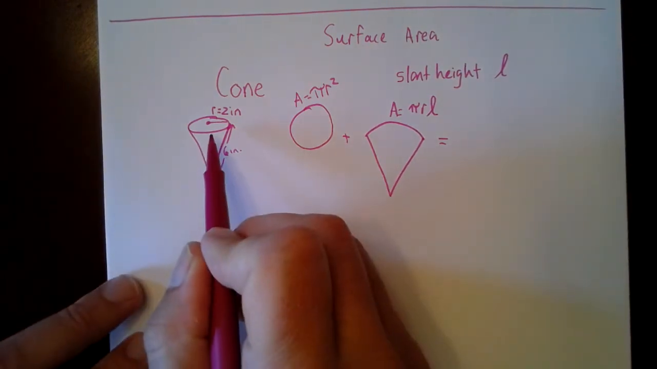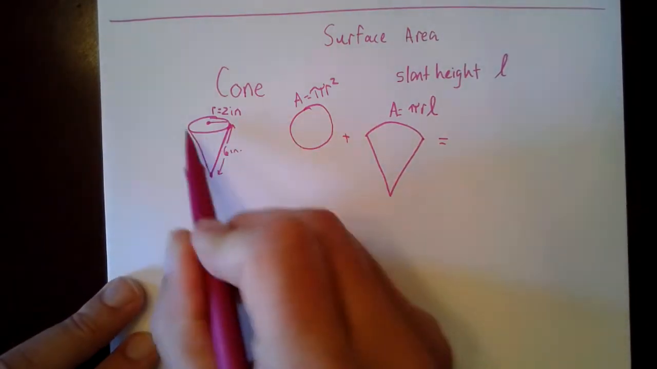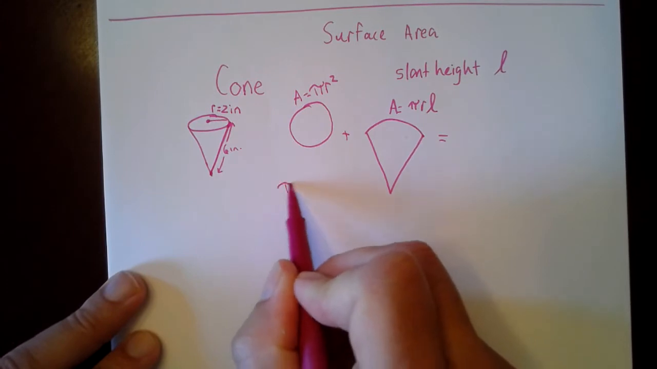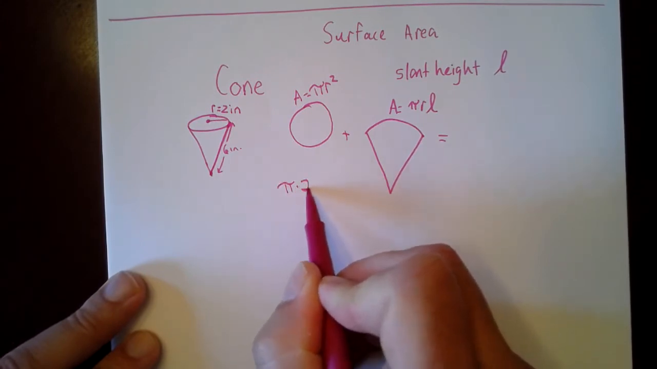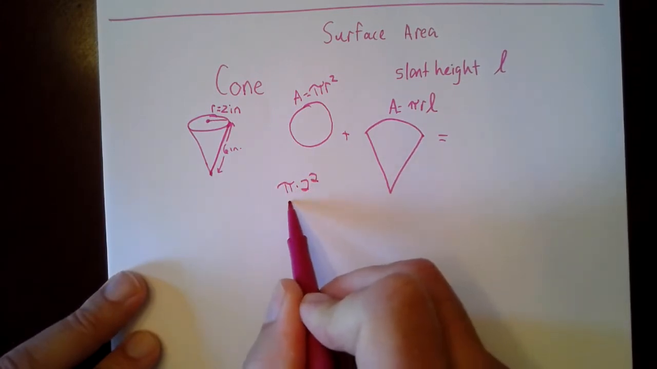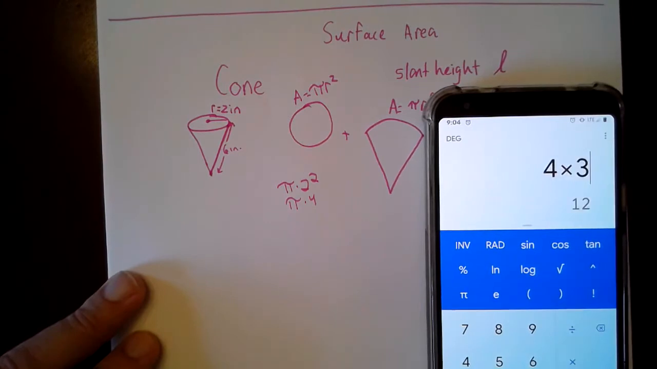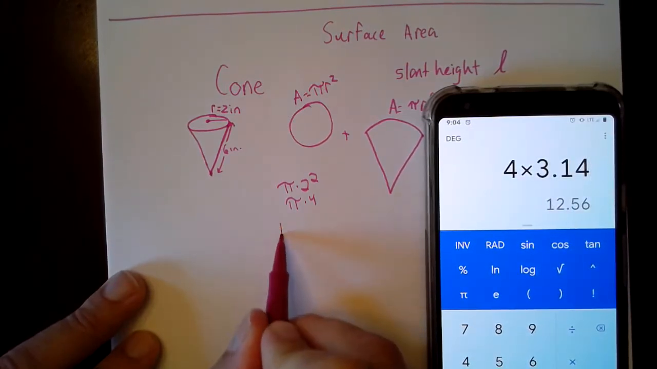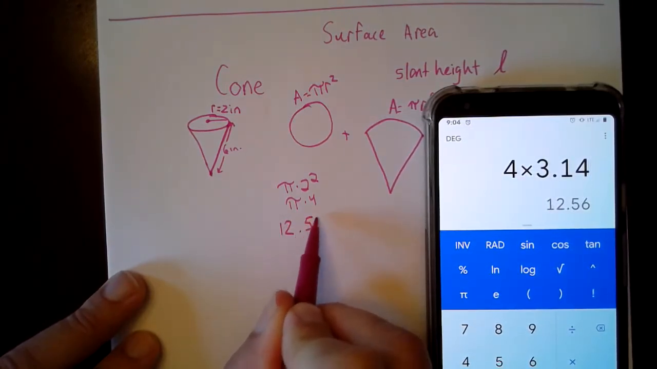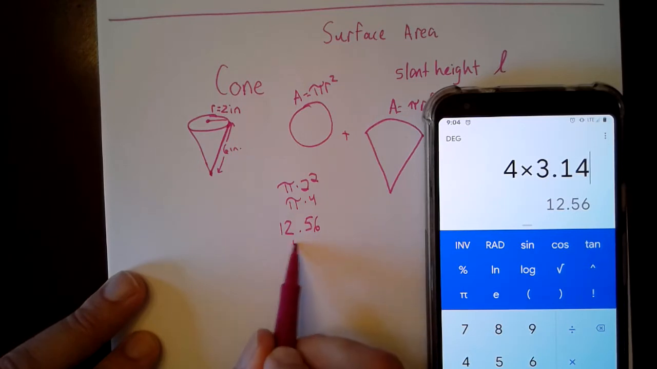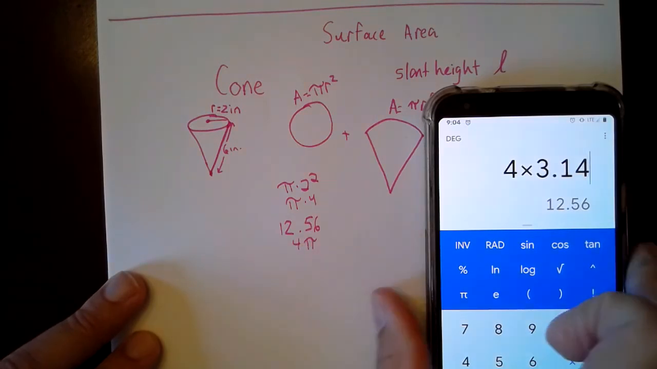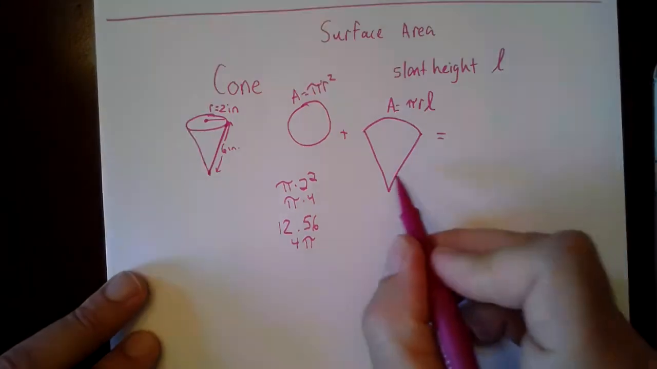So this cone specifically, if I want to find the area of the top circle, I'm going to do pi times my radius squared, or pi times 4. 4 pi will give me, do 4 times 3.14. The circle is going to be 12.56, or it might be 4 pi, depending on what they're asking for.